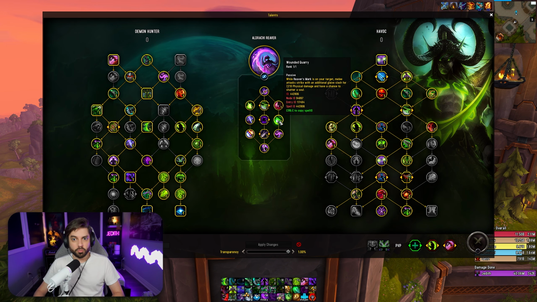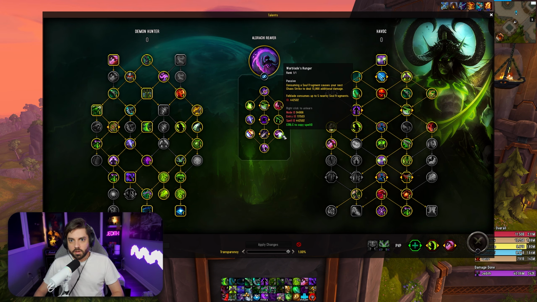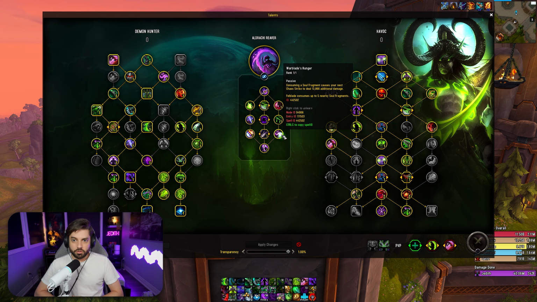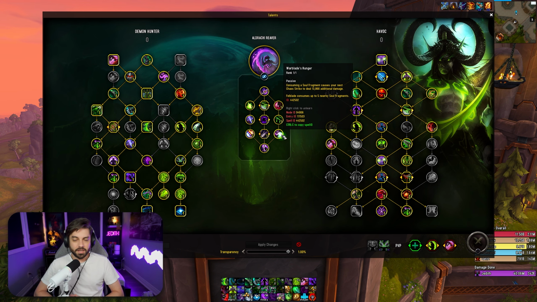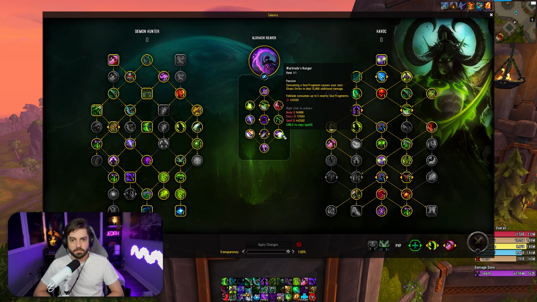So if we were to increase this by 100%, it's doing 14,000 physical damage. Not that great. Let's look at Warblade's Hunger. Consuming a soul fragment causes your next Chaos Strike to deal 13,866 additional damage. So again, if we double that, that's going to bring us up to probably close to 30,000, which again, in the grand scheme of things, isn't that much. When you have your Chaos Strikes hitting naturally for just under a mil, probably between 500,000 and 800,000, an extra 30,000 isn't all that much.